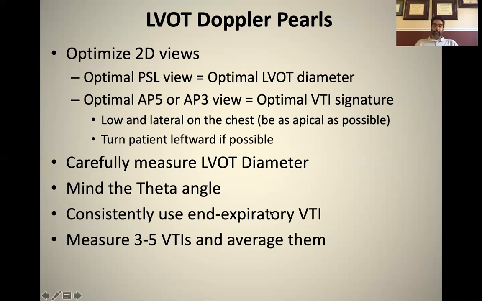And like I said, use end-expiratory VTIs, because we're looking before and after in a lot of these things. And if you want to be really precise, just like you would do with thermodilution, get 3 to 5 measurements and then average them. If you're really trying to get an idea of what the cardiac index is, do it this way, just like you would do with a PA catheter.